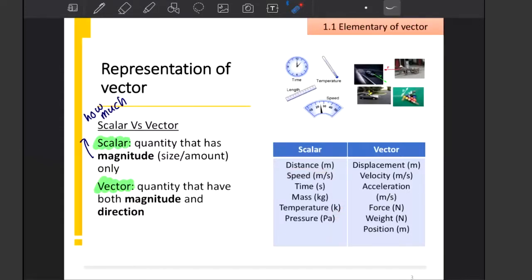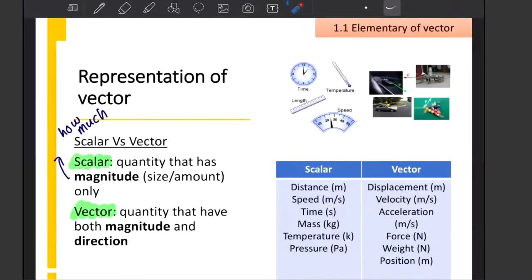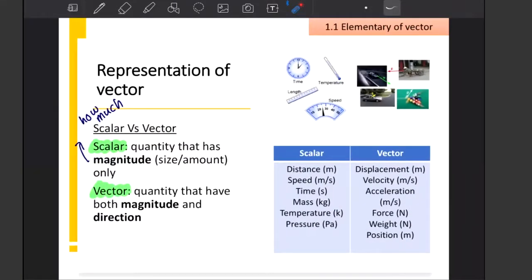Meanwhile, vector is a quantity that has both magnitude and direction. Magnitude and direction. For example, this is velocity. Velocity has direction. Force: you pull something towards some direction. Acceleration, and so on. Examples of vector are displacement, velocity, acceleration, force, weight.